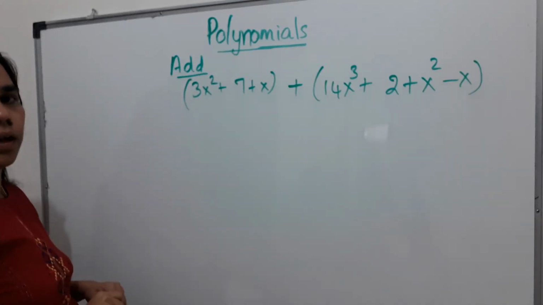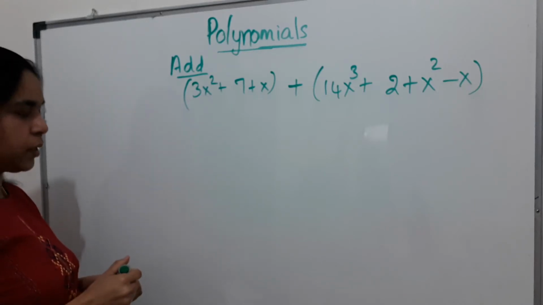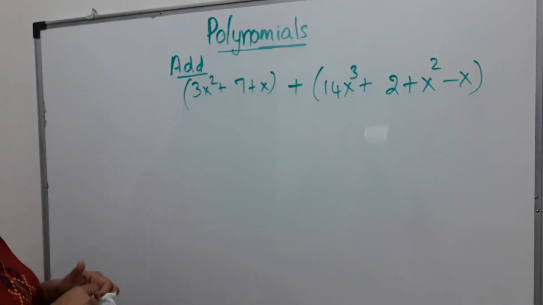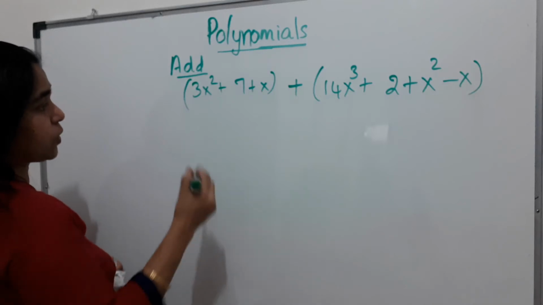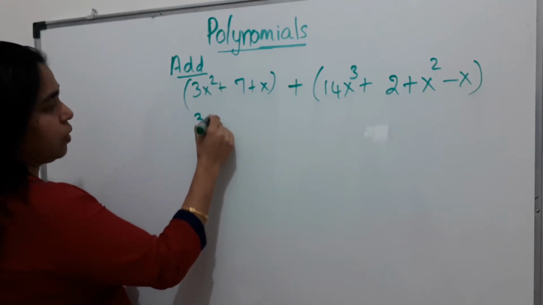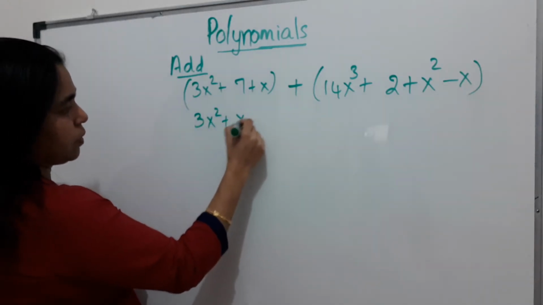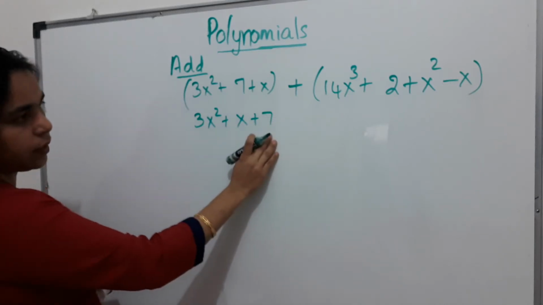Now we can see how you can add two polynomials. For adding polynomials, the first step is to write them in standard form. The standard form of the first polynomial is 3x squared plus x plus 7. So now this is in standard form.